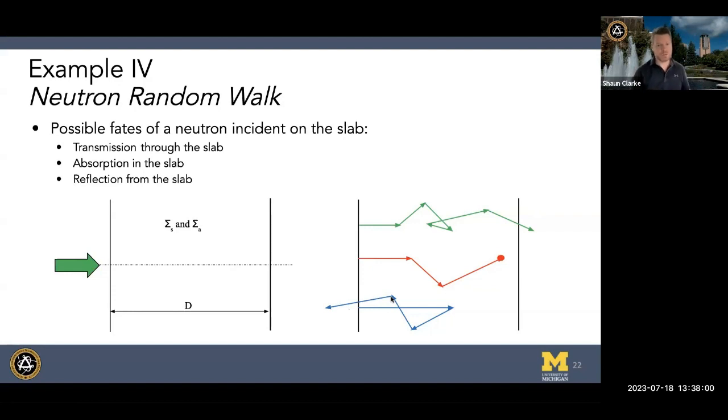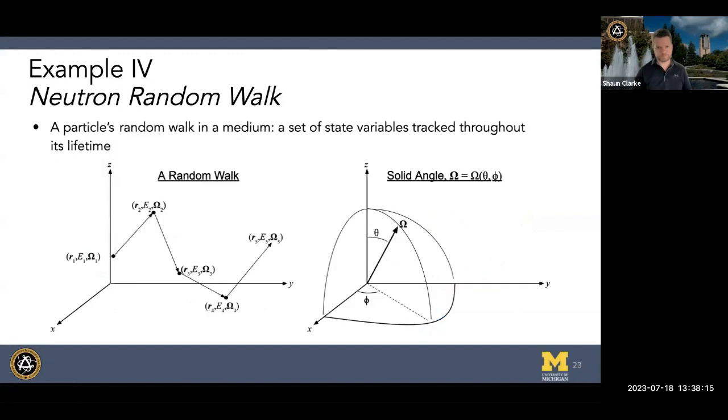So how do we compute these probabilities? If we know the slab thickness and we know these cross sections, how can we compute these three probabilities: transmission probability, absorption probability, reflection probability? So we do that through this concept called the random walk.